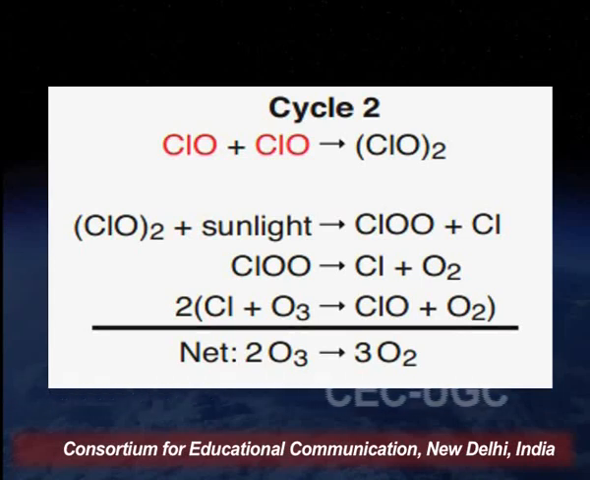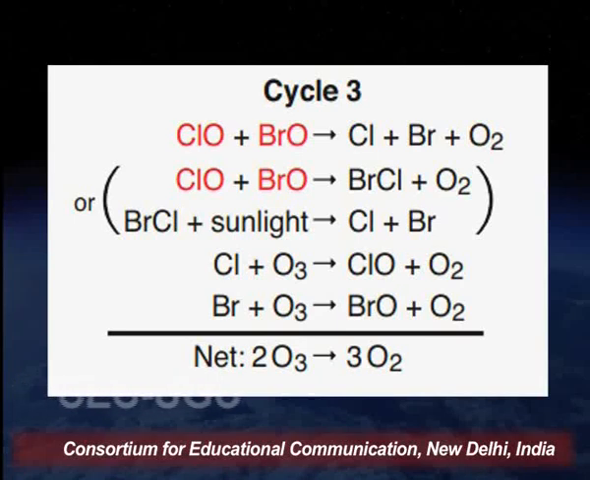And in cycle 3, we find that chlorine monoxide, as you can see on your screens, reacts with bromine monoxide to give us a chlorine free radical, a bromine free radical and oxygen. Now this chlorine free radical and bromine free radical react with ozone by two different pathways in the presence of sunlight.